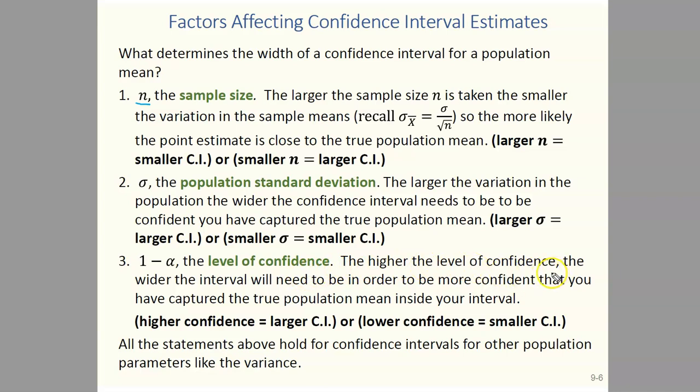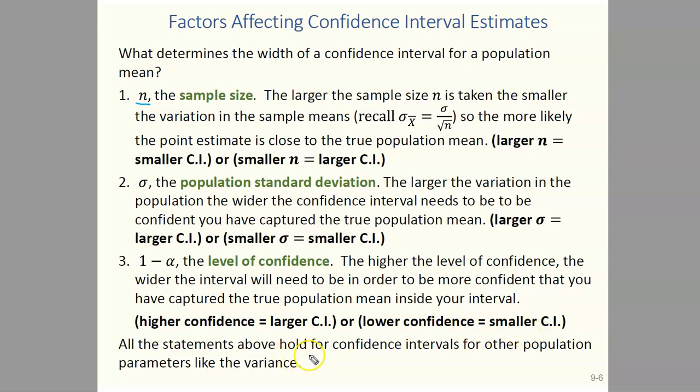The higher the level of confidence, the wider your interval will need to be in order to be more confident that you've captured the true population mean inside your interval. So the higher your confidence level is, the larger your confidence interval needs to be. This statement should make sense intuitively. For example, if you think back to the 100-meter dash example, if you have a point estimate like 14.5 and you want to be 99.9% confident you've captured the true population mean, you need to have a pretty wide interval. But if you say you only want to be 80% confident, you can make that interval much more narrow. So the higher the degree of confidence, the larger your interval needs to be. And correspondingly, the lower your confidence level, the smaller you can make your confidence interval.